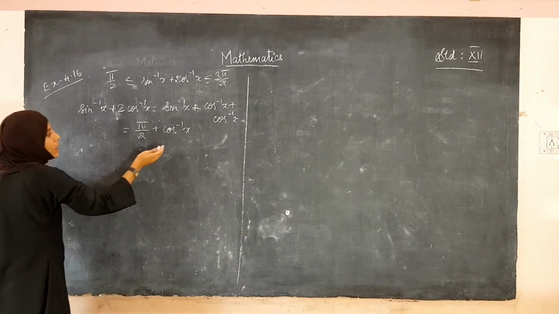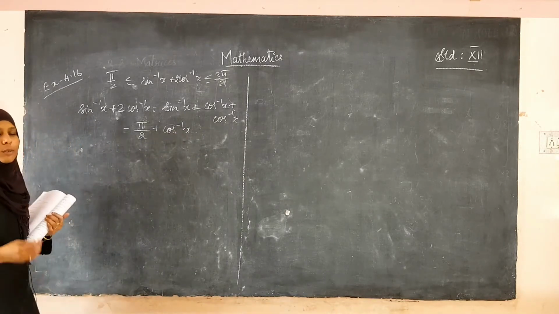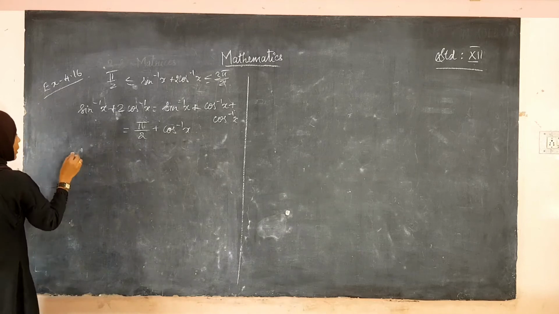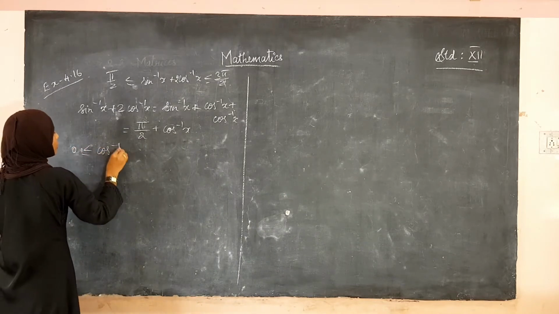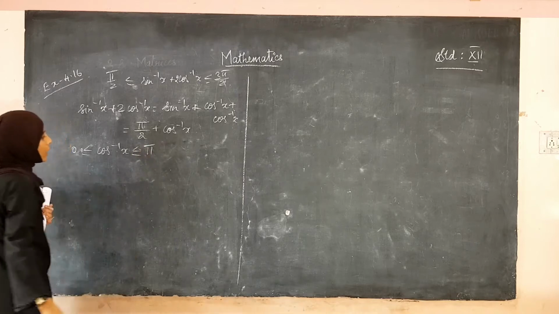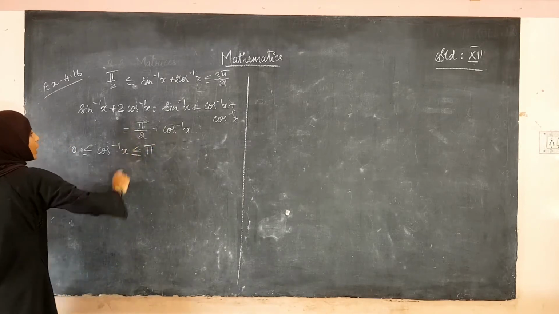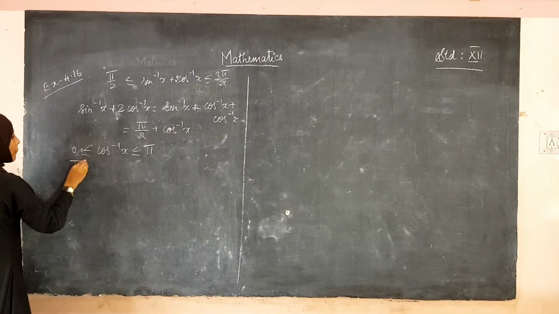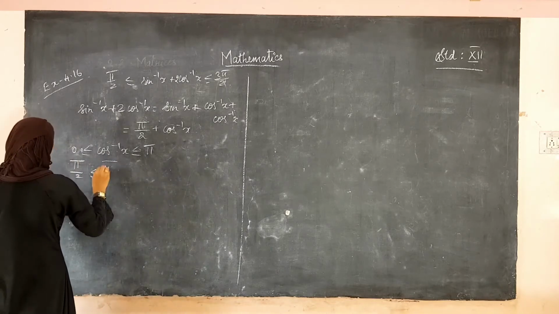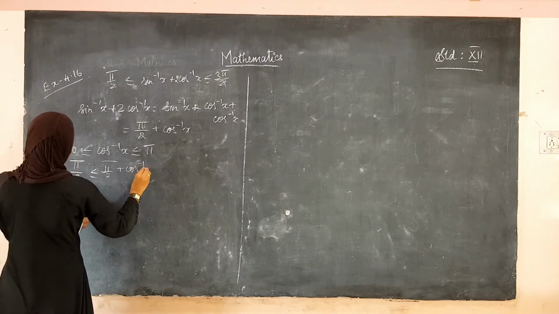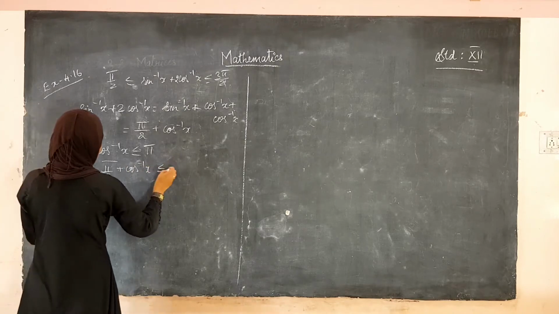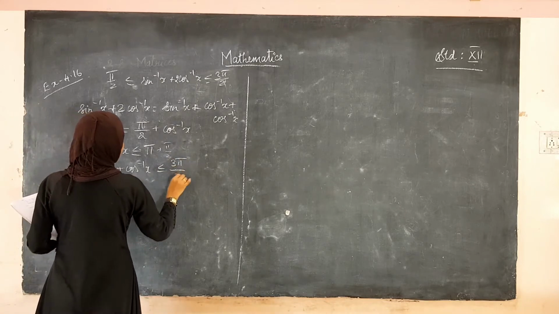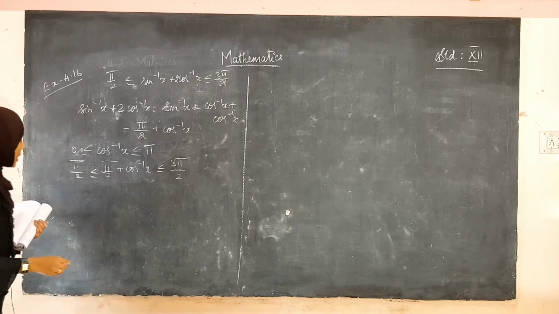We know the range of cos inverse of x. What is the range of the cos inverse function? That is from 0 to pi. Therefore, 0 is less than or equal to cos inverse of x, which is less than or equal to pi. Now we add pi by 2 to this inequality. What happens? 0 plus pi by 2 is pi divided by 2, less than or equal to pi by 2 plus cos inverse of x, which is less than or equal to pi plus pi by 2, that is 3 pi divided by 2.